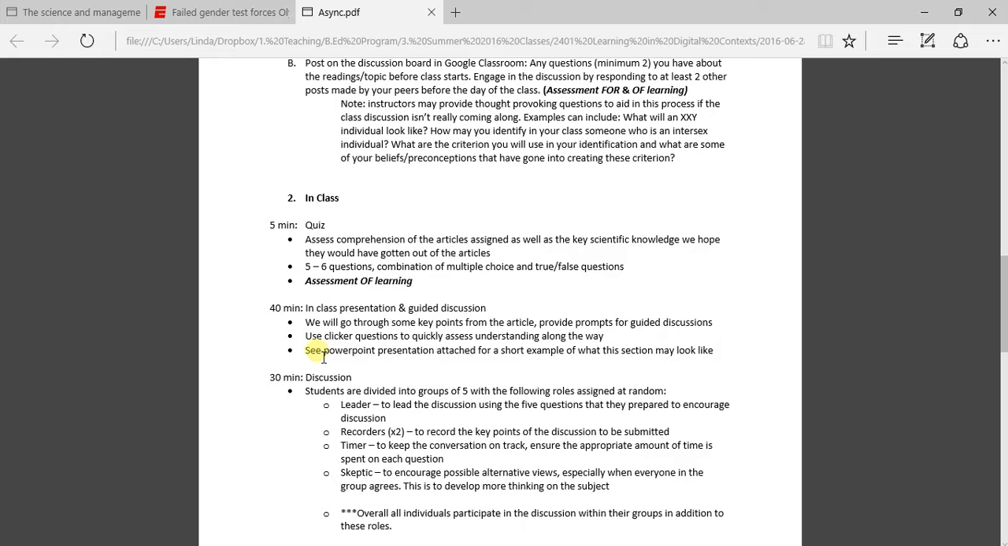So we envision that students would use their phones as a method of inputting their answers to the larger Google Classroom. But if the clicker component isn't quite working, it's really easy for students to just show on their hands which answer they would select. So I'll just quickly show you an example of what we mean by this in-class presentation and guided discussion.